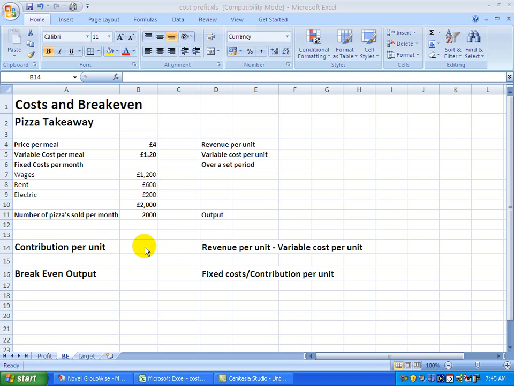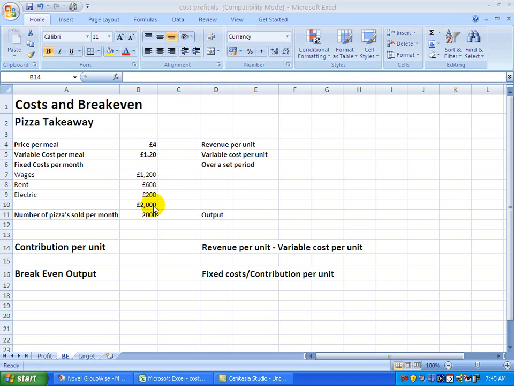Now, the contribution per unit is the amount of money you make on the sale of a product, in this case the meal, after you deduct the direct costs or the variable costs involved in the production of that output. So it's the £4 that we're charging for the meal minus the £1.20, the cost of the materials used in the meal. That would be the contribution. And then of course you've got your other expenses, i.e. the overheads or the fixed cost, this £2,000, which would have to come off afterwards.